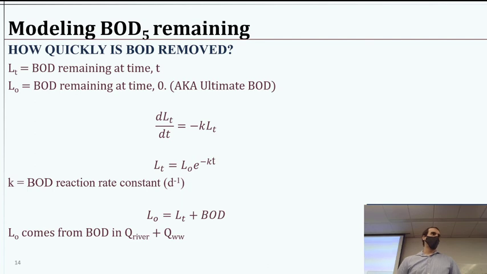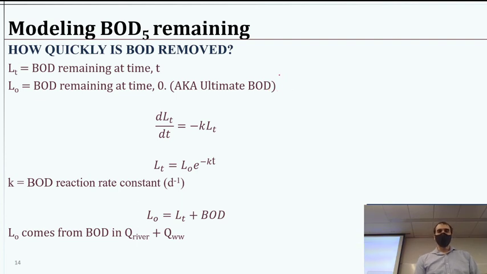Okay, so in order to understand what's going on with this system, we want to know how quickly the BOD and the oxygen itself are being removed. So we're going to deal with the BOD removal. Removing BOD means we're actively demanding that oxygen. So we need to look at the amount of BOD remaining. We start with some amount of BOD, and at some time later we have some amount of it remaining. So L_t is going to be the BOD remaining at time t. We can contrast that with what we call the ultimate BOD, L naught, the BOD remaining at time zero.